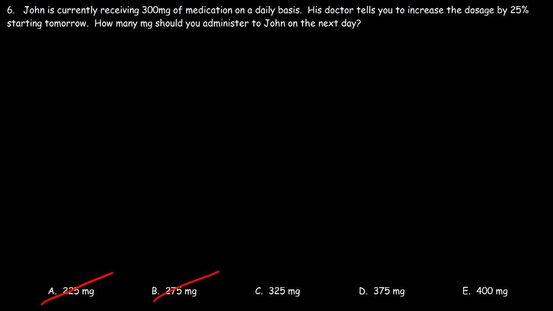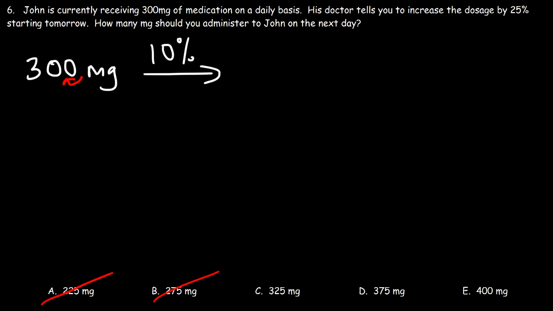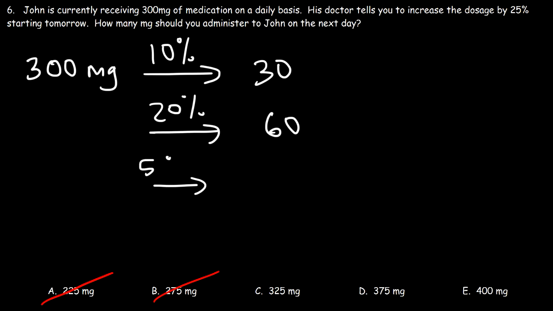So he needs 25% more than 300. So first, we need to find out what 25% of 300 is. Well, if you want to do it mentally, here's what you can do. First, find out how much 10% of 300 is. To figure out 10% of a number, simply multiply 300 by 0.10 or move the decimal 1 unit to the left. So 10% of 300 is 30. Therefore, 20%, because 20% is twice the value of 10%, it has to be twice the value of 30, which is 60. And how much is 5% of 300?